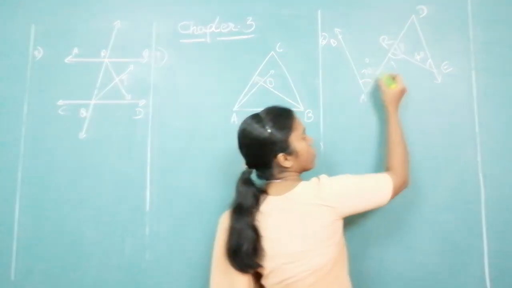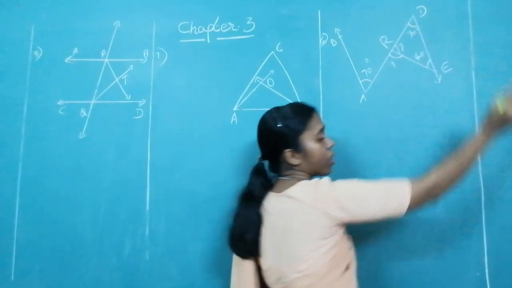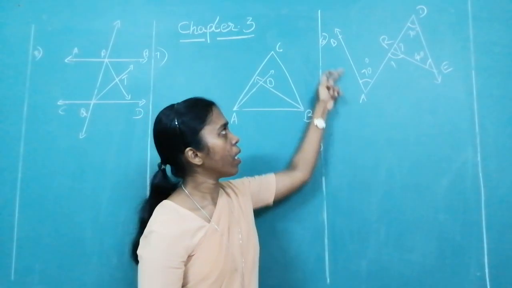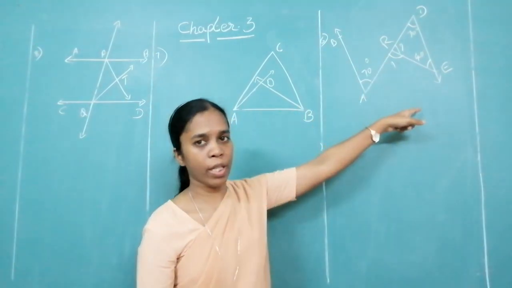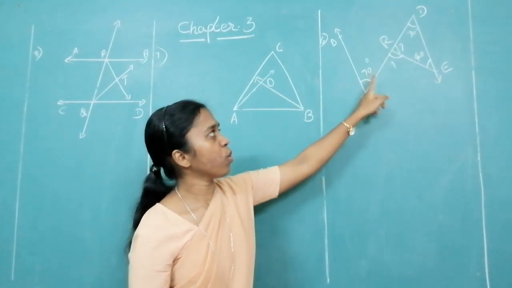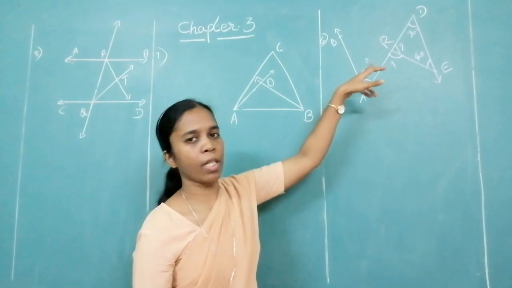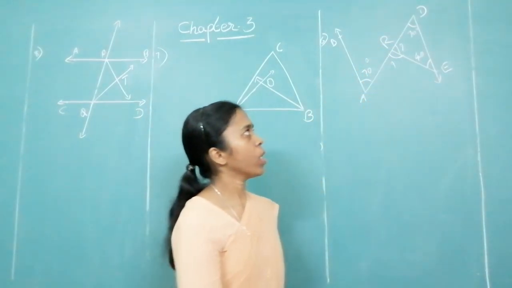If this is the transversal, what can you say about this angle? This also will be 70 degrees. Reason: alternate angles. You have to mention that ray AB is parallel to ray DE. Therefore, angle BAD equals angle EDR equals 70 degrees. That is alternate angles.